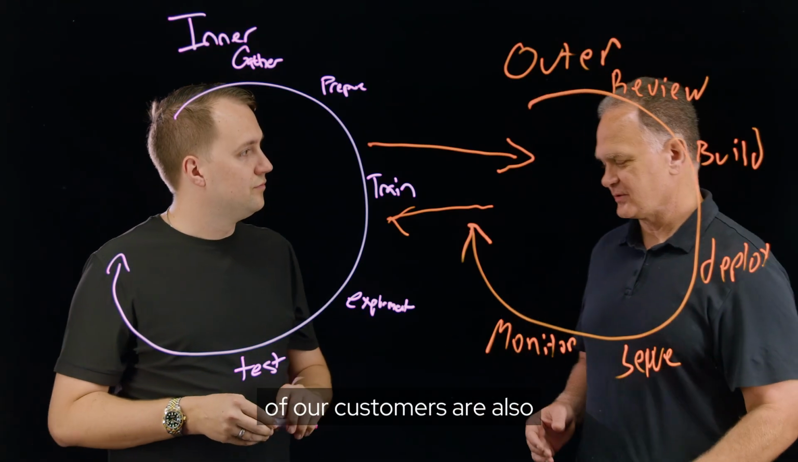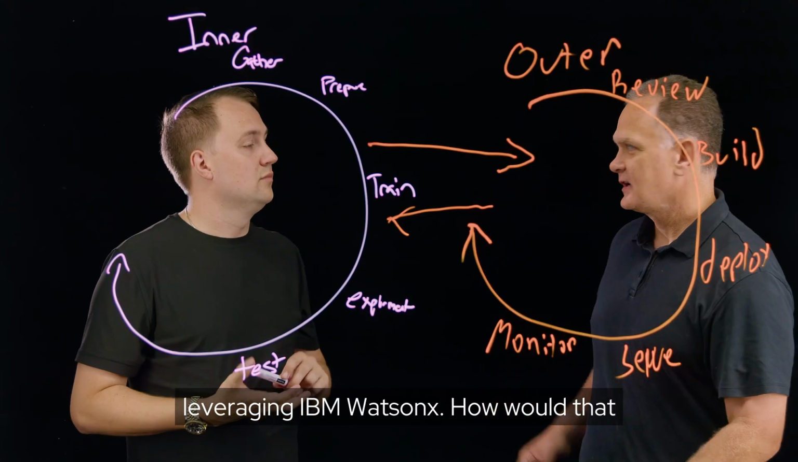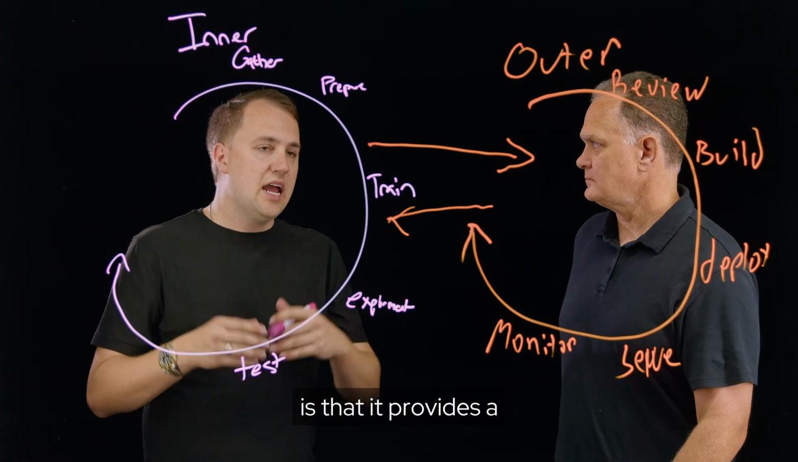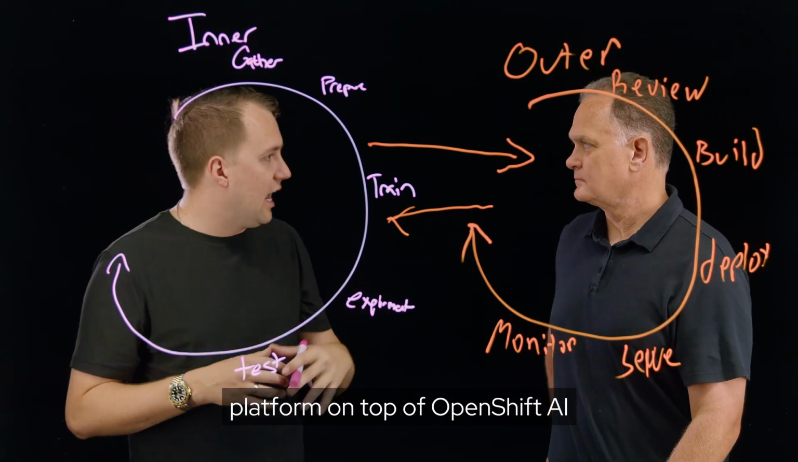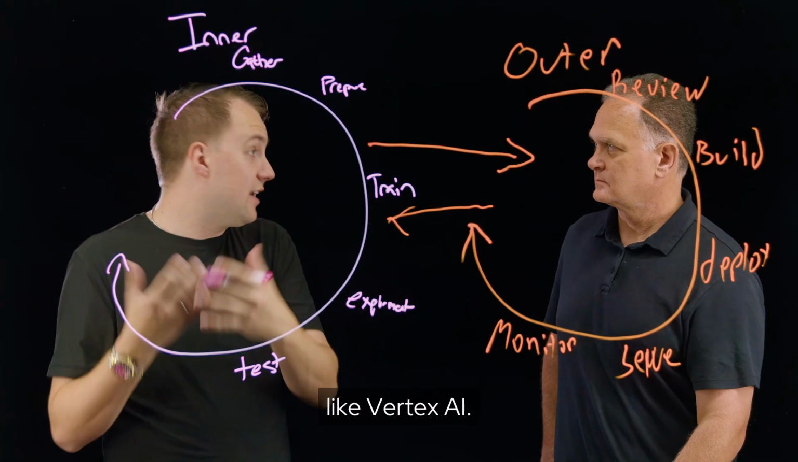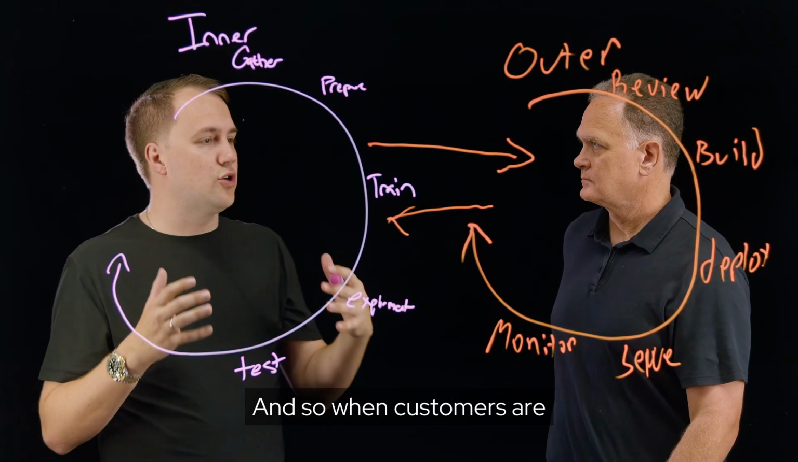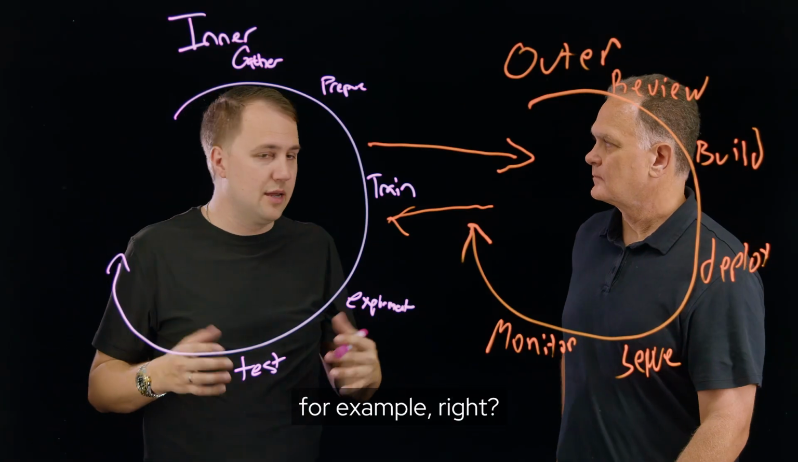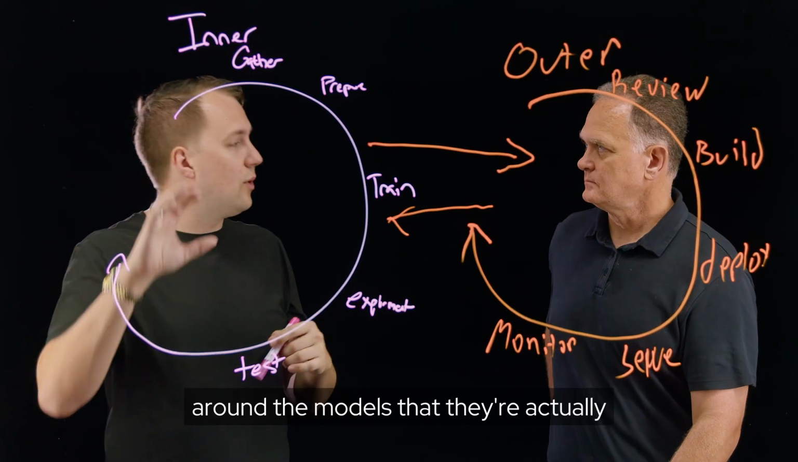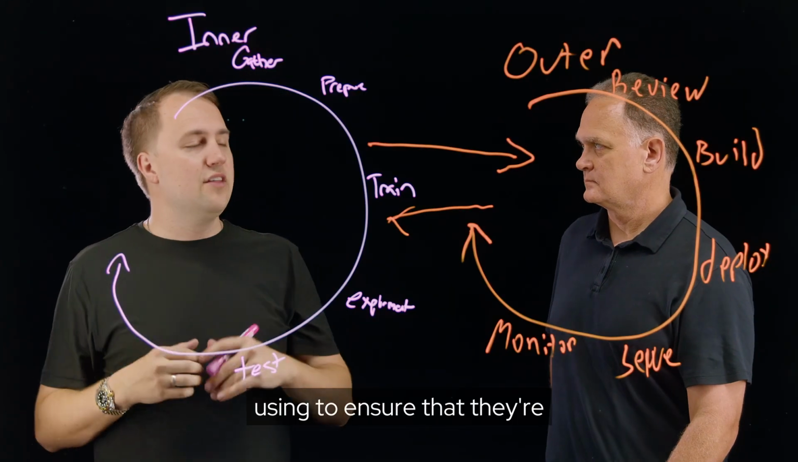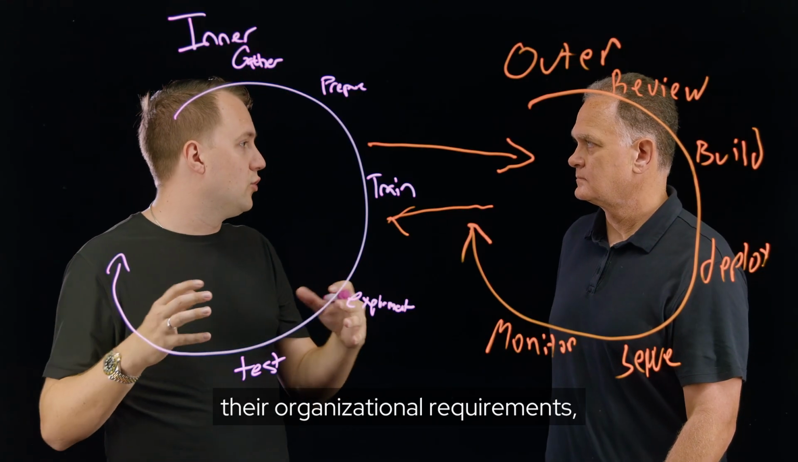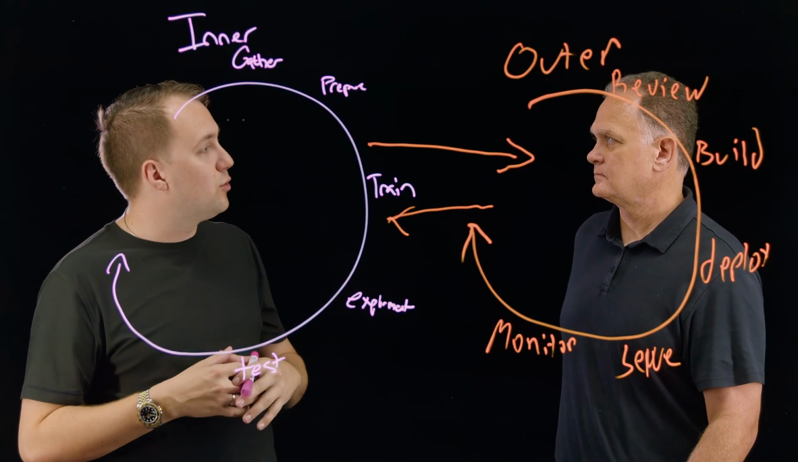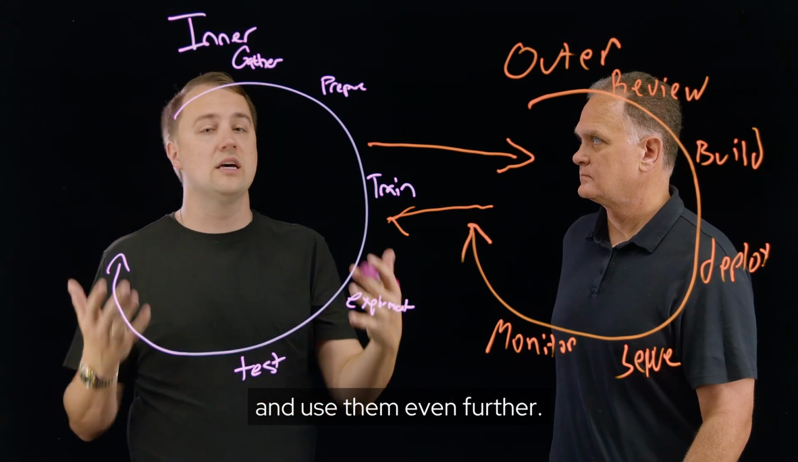So, Michael, I know a lot of our customers are also leveraging IBM Watsonx. How would that fit into this picture? Yeah, absolutely. One of the great things about IBM Watsonx is that it provides a platform on top of OpenShift AI that you can use to interact with tools like Vertex AI. Customers using IBM Watsonx are generally doing it for things like governance, for example, right? They want to implement additional governance around the models they're using to ensure that they behave in ways that support their organizational requirements and business needs. Ultimately, it empowers developers to take these tools that OpenShift provides and use them even further.